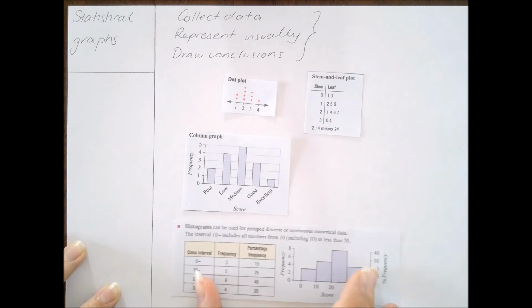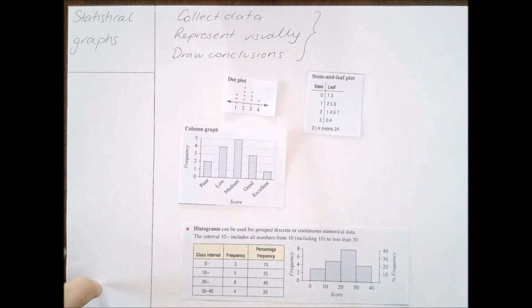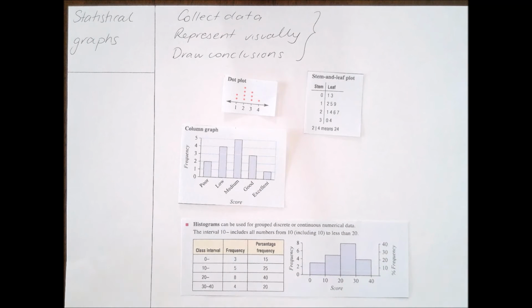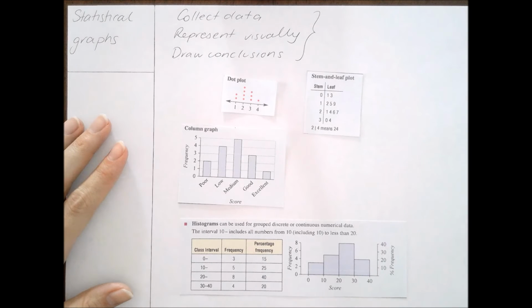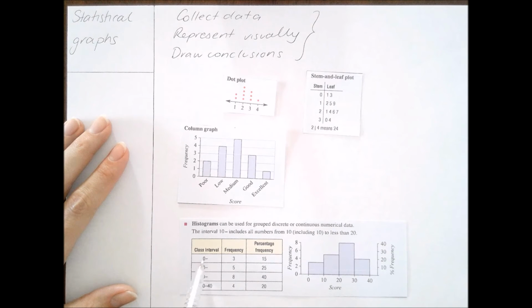And then more importantly, we might create a histogram. Now a histogram is very specific. It's like a bar graph, but it's all about frequency and the score. We can see that all the bars are joined together and that information has come straight out of this frequency table right there. So we might have a range of data, so 0 to 9, it happened 3 times, and that means it's done 15% of the scores there.